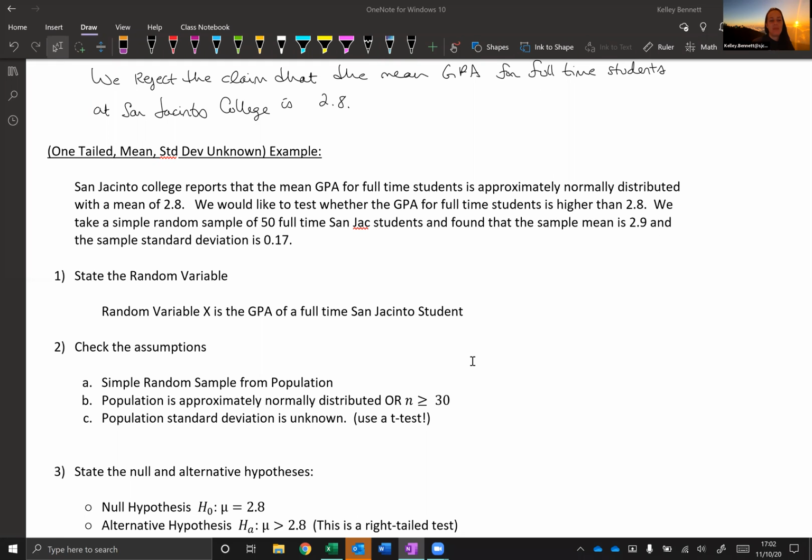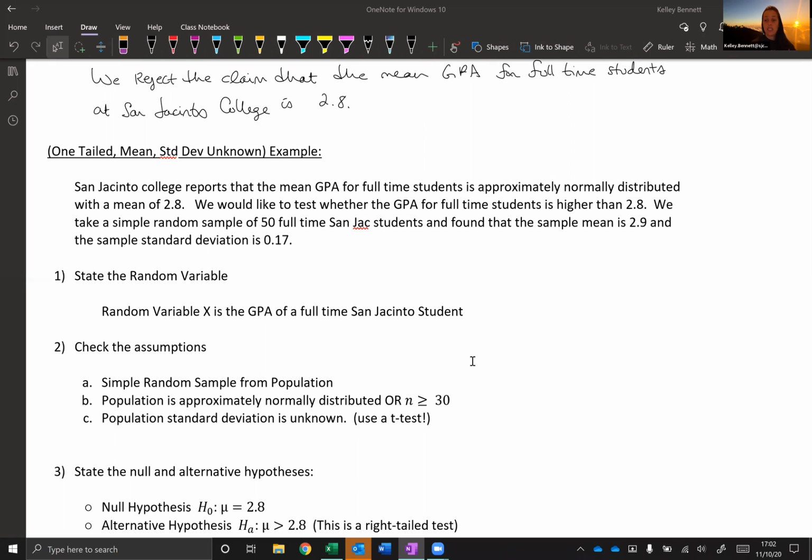We take a simple random sample of 50 full-time SanJack students and found that the sample mean is 2.9 and the sample standard deviation is 0.17. So right off the bat, I'm testing for the mean, and I'm given the sample standard deviation. So this puts me in T land, t-test world. All right, so again, step one, the random variable X is the GPA of a full-time San Jacinto student. Same. Let's check the assumptions.